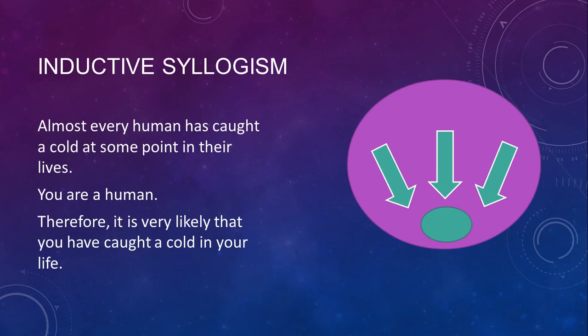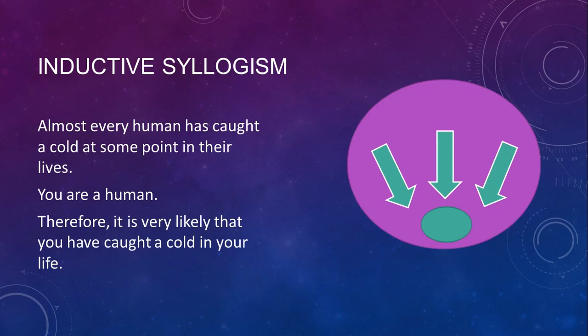Here's another way in which it doesn't apply. Take a newborn baby. A newborn baby is a human, and is actually pretty unlikely to have caught a cold. They just haven't had time yet, right? So if you go, almost every human has caught a cold at some point in their lives, you, newborn baby, are a human, therefore it's very likely that you've caught a cold sometime in your life. Doesn't work, right? So it's not the case that this kind of inductive syllogism always works, and it's a question of how representative the sample is of the population. Same thing with inductive generalization. Is the sample representative of the population?